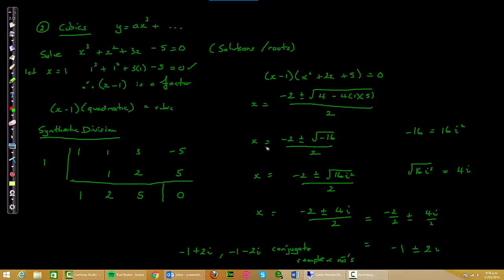So what are all our solutions? Our three solutions are one real solution, so let's put that up here where I've got a bit of room. Our solutions are x equals 1, negative 1 plus 2i, and negative 1 minus 2i. We've got our three solutions. Okay, so that's an example of solving a cubic where we've got some complex roots. We'll do some further work on that in class, and we'll see you there.